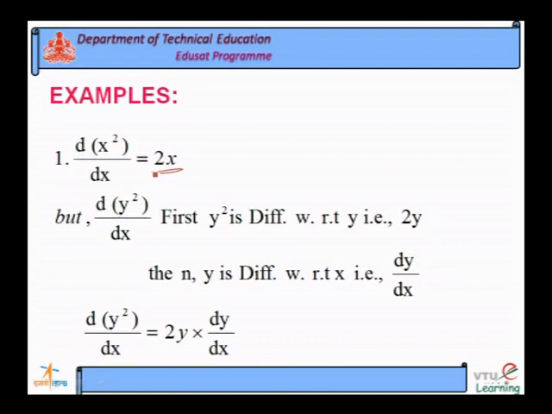Check it here, as x square differentiation is 2x, according to that, what is the y square differentiation? Y square is differentiated with respect to y, that is 2y, but y is again differentiated, so we have to write dy by dx. Finally, differentiation of y square is 2y into dy by dx. That means we have to differentiate all the y terms similar to x terms, and finally we need to write dy by dx.